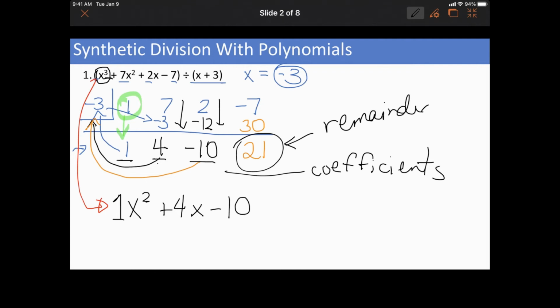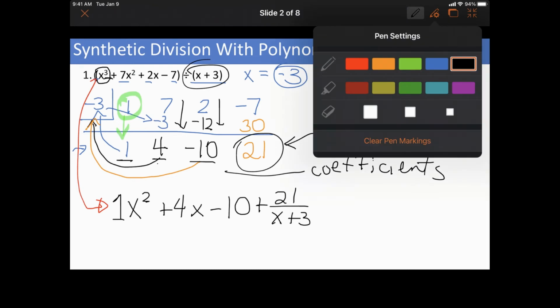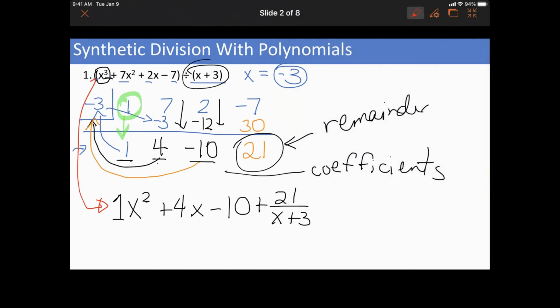If it's 0, no remainder. And remember, we write it as a fraction. So it's going to be plus 21 over your divisor, what you divided. And there you are. So let's recap some things. So here's the third, so whatever you do, it's going to be 1 less. So this is 3, so this is 2. If it was x to the 5th, this would be x to the 4th. It's always 1 less because you're dividing out the 1.